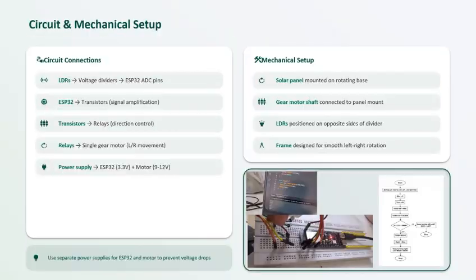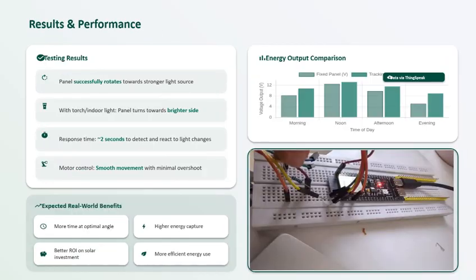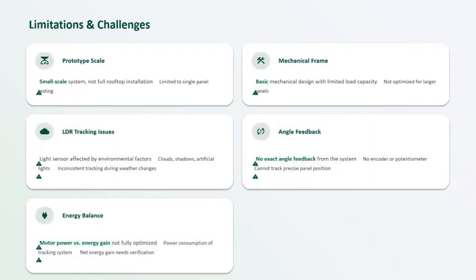Now let us talk about the circuit and mechanical setup. As you can see in our circuit and mechanical setup, let us explain this briefly. The ESP32 is mounted on the breadboard. Then the LDRs are connected through a voltage divider to the analog pin. The motor driver is connected between the ESP32 and the motor. The motor is powered with a separate high voltage supply, such as 9 to 12 volts. We keep a common ground between the ESP32 and the motor driver so the signals are referred correctly. Mechanically, the solar panel is fixed on a rotating frame that is attached to the shaft of a motor.